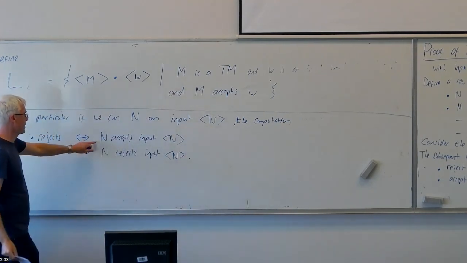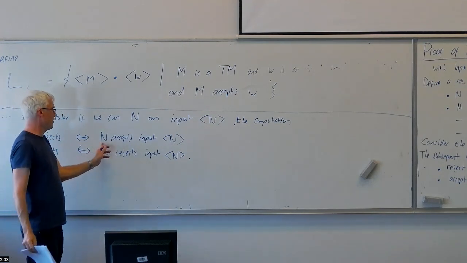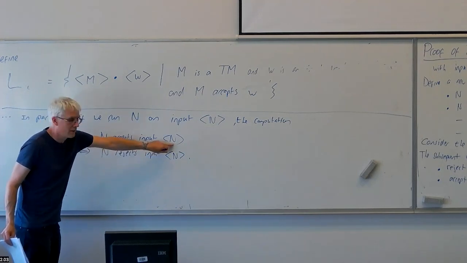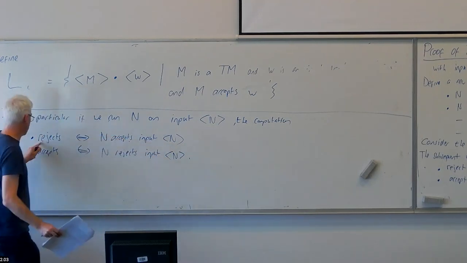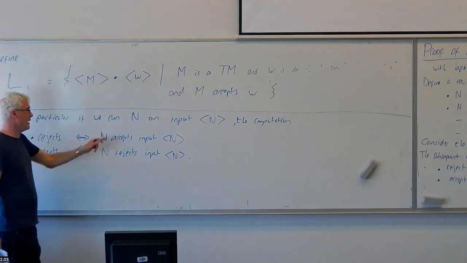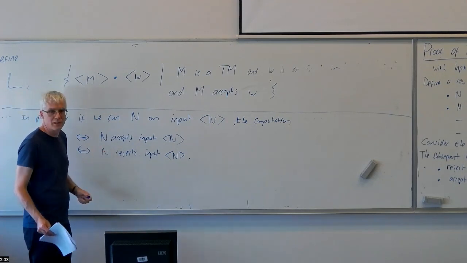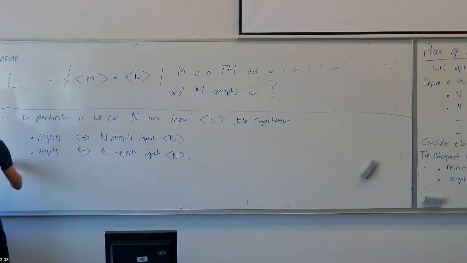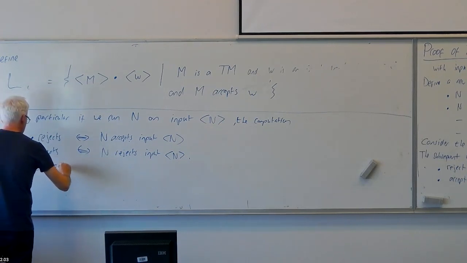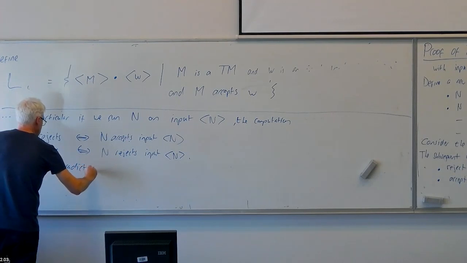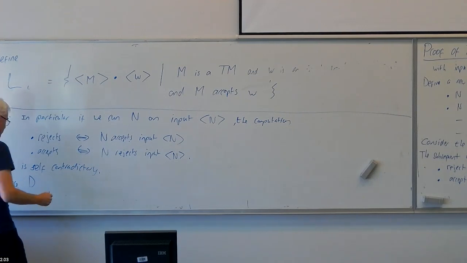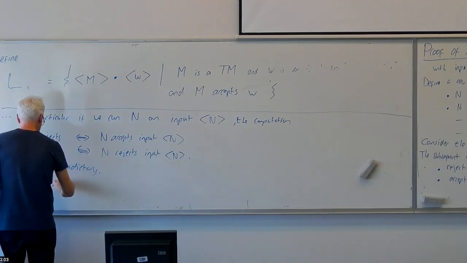This is a contradiction because the definition of N accepts input N is if we run N on input encoding of N, it accepts, but we're saying here it rejects if and only if that happens. So the behavior of N is self-contradictory. Hence, our assumption at the beginning must have been wrong. D cannot exist.